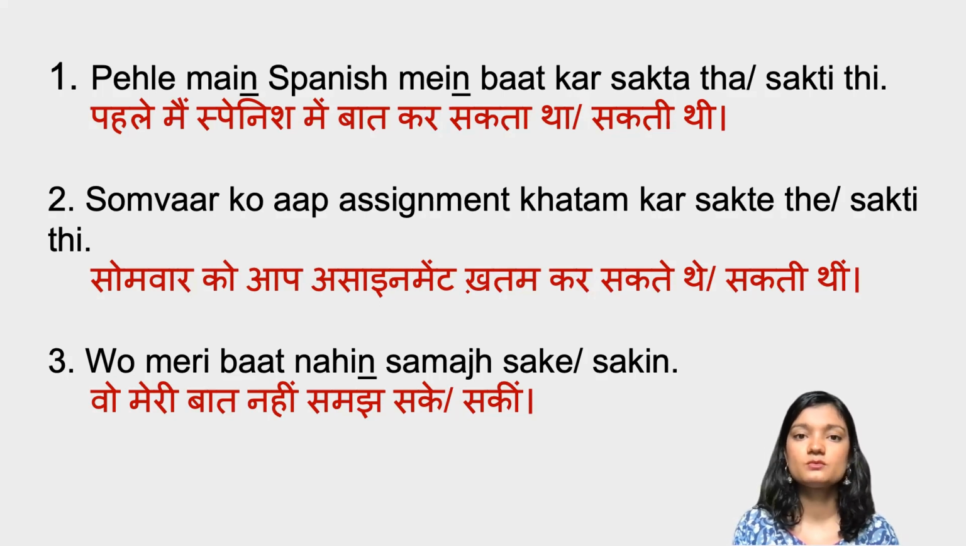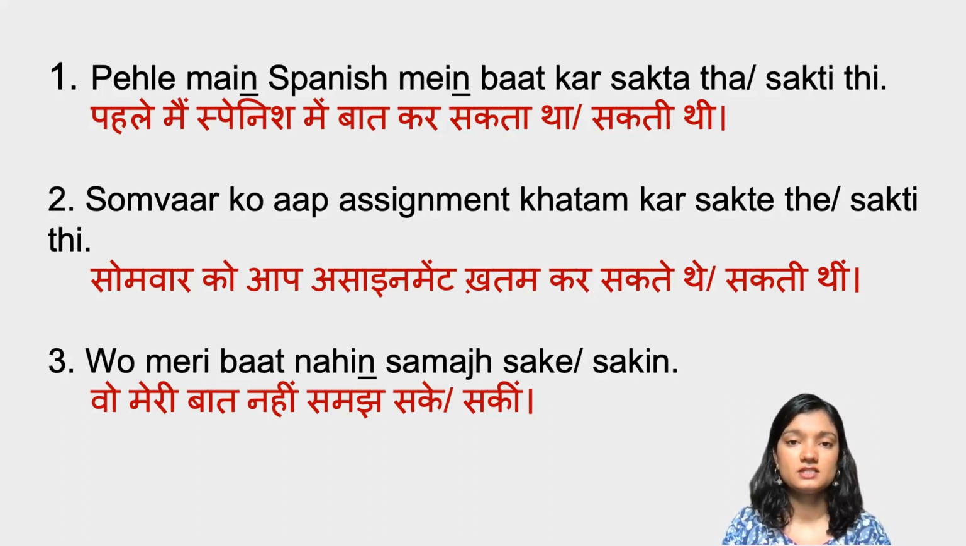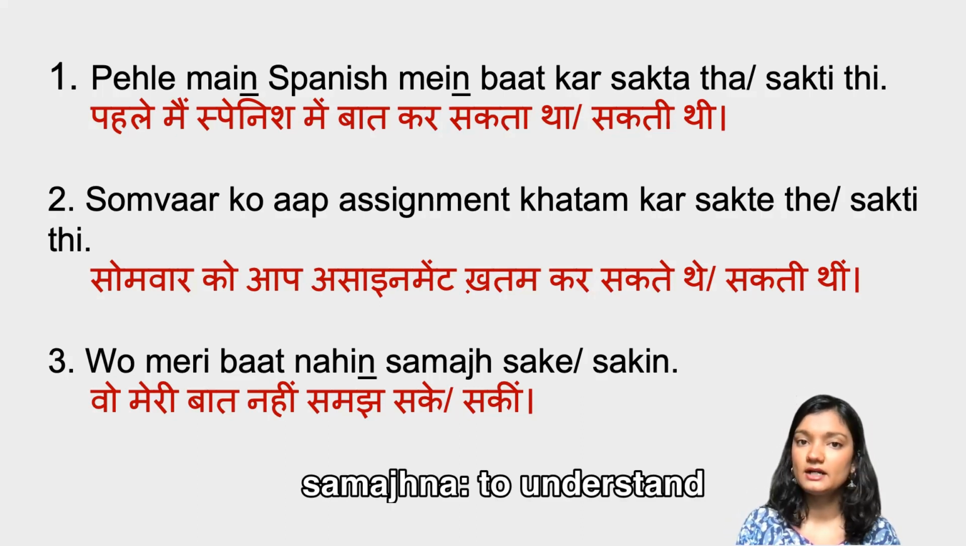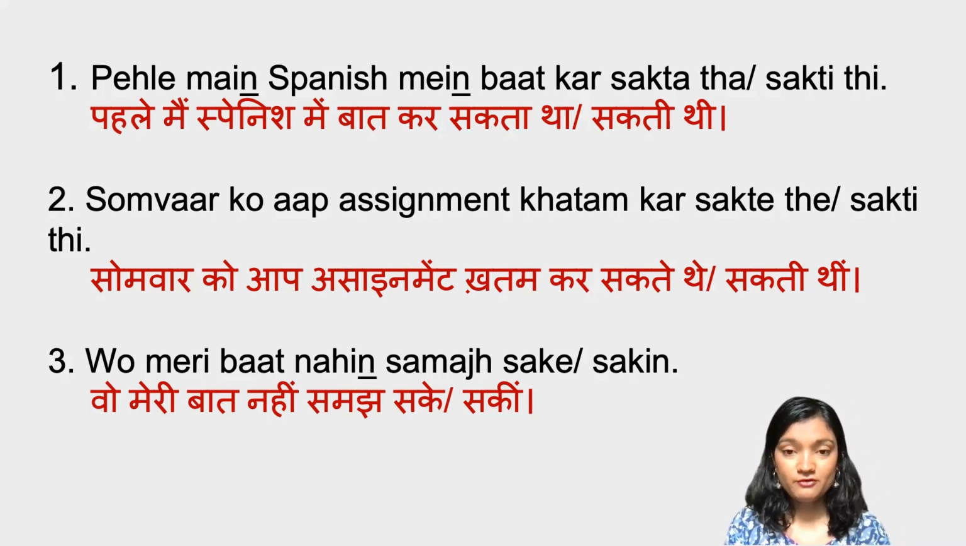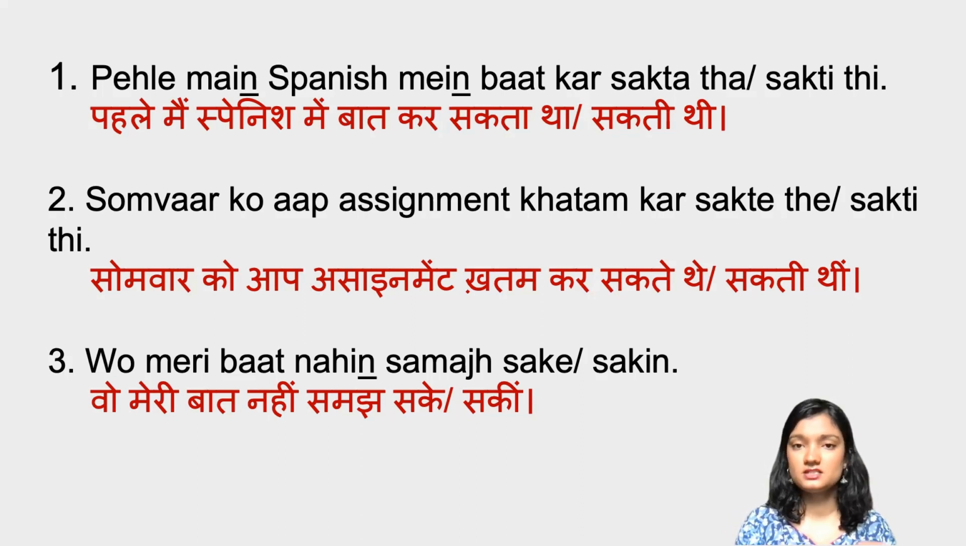And the third sentence, which is again a one-time action, which means could or could not if it's a negative sentence. वो मेरी बात नहीं समझ सके. वो मेरी बात नहीं समझ सकी. समझना means to understand. The root verb is समझ. The conjugated form sake or saki, they are the perfect forms, which means that this whole sentence is in past. This sentence means that he or she could not understand what I talked about.